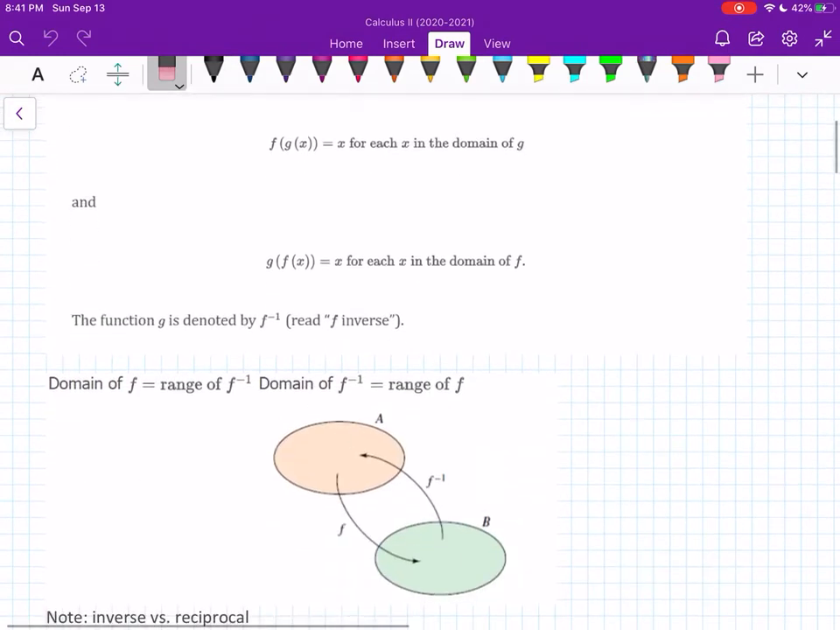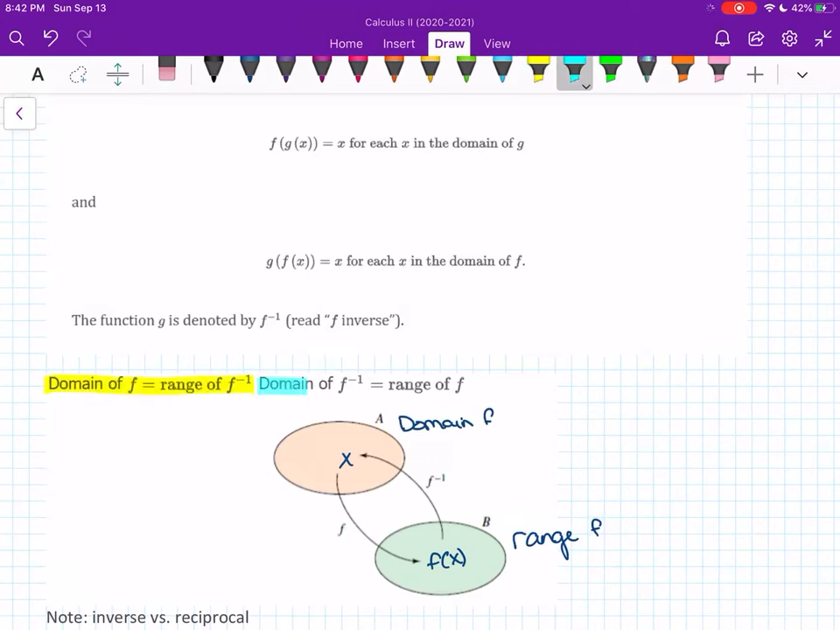Okay? So to think about this visually, basically what's happening is I have a value x. It's in some domain of f, what we'll call set A. And then I take it to its output f of x, which is going to be in the range of f, which is set B in this picture. And then f inverse is going to take all of those values in the range and put them back to their inputs in the domain. So the domain of f is the range of its inverse, and the domain of the inverse is the range of the function. So that is something important to remember and something you're going to use continually when talking about inverse functions.